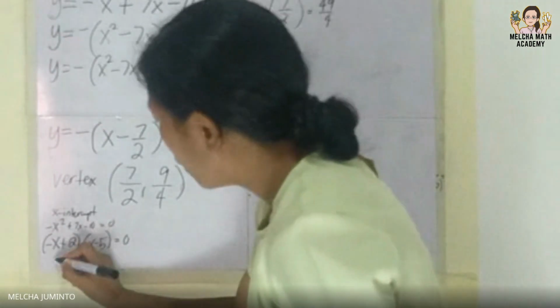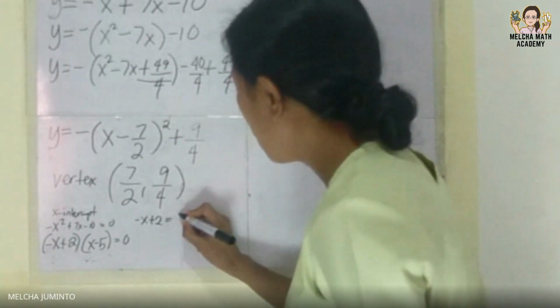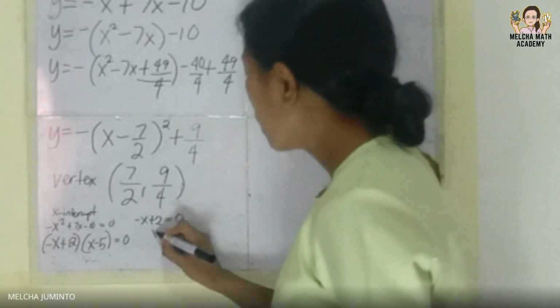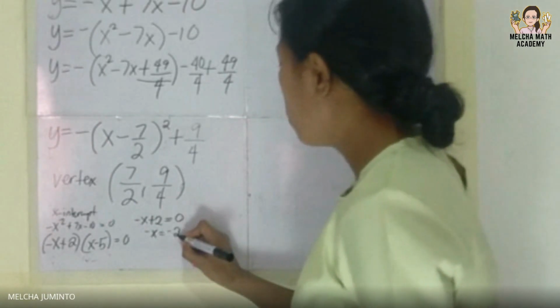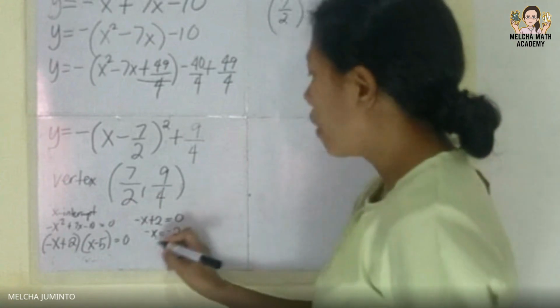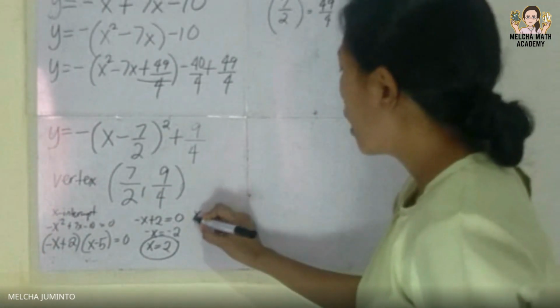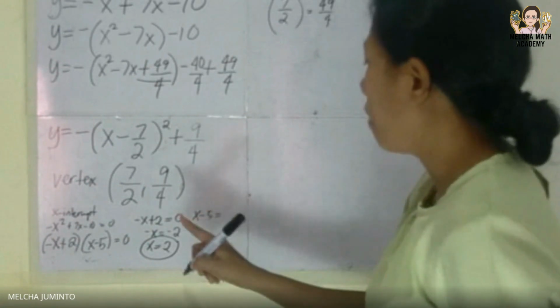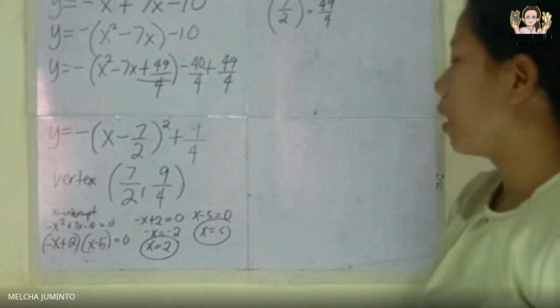Zero product property, we will get negative x plus 2 equals 0. So negative x equals negative 2. Multiply both sides by negative 1, x equals 2. That is the first x-intercept. The second x-intercept is x minus 5 equals 0, x equals 5. The second x-intercept is 5.